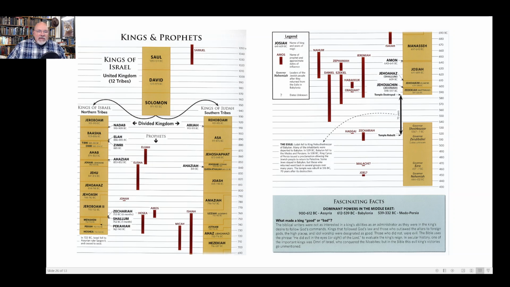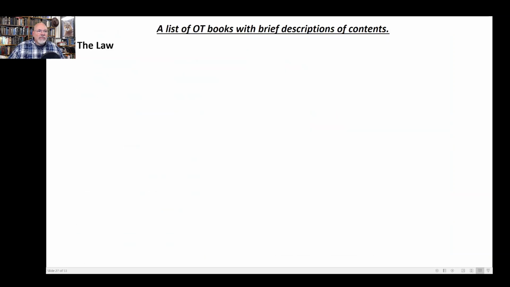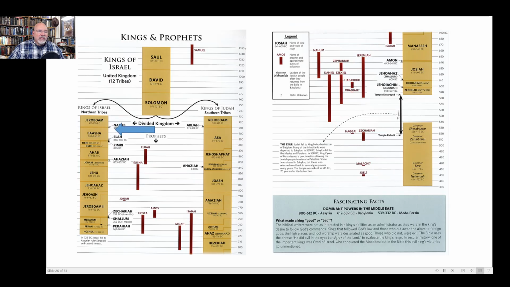So this is the last chart I'm going to show you before we get into listing some of the Old Testament books, which we'll save for next time. But I want you to notice the way this chart shows the divided kingdom: the northern tribe is on the left and the southern tribes are on the right, and it follows on to the second page, obviously.